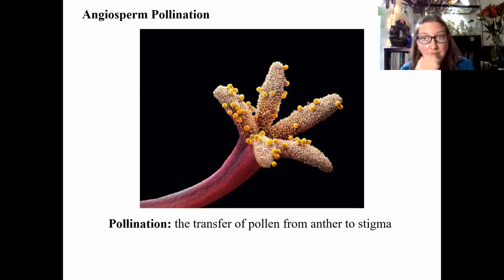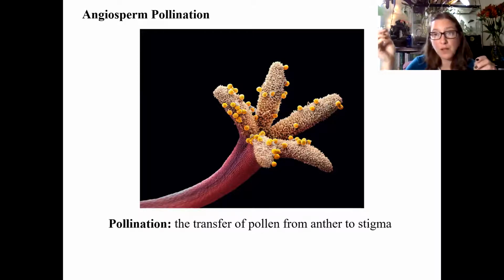And here's what it might look like. This is a scanning electron microscope image, and it's showing you the top of a stigma, and all of those little yellow balls are pollen. So those pollen grains have been transferred to the top of that stigma. Pollination has occurred.